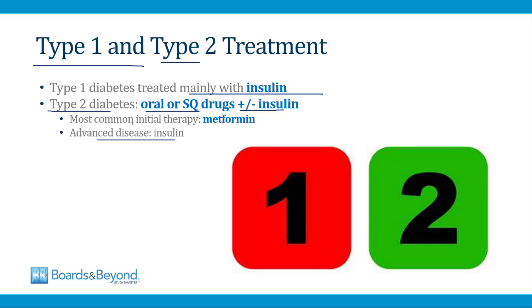When patients have new onset type 2 diabetes, the most common initial therapy is the oral drug metformin, and we'll talk about metformin in this video and also other oral and subcutaneous drugs used for the treatment of diabetes. I talk about insulin in another video.